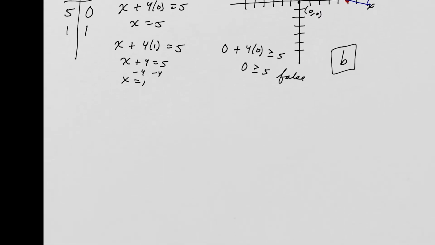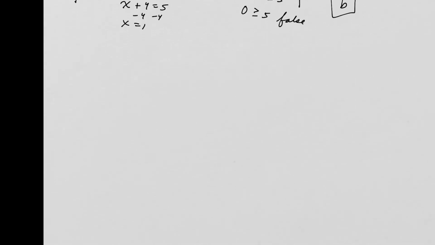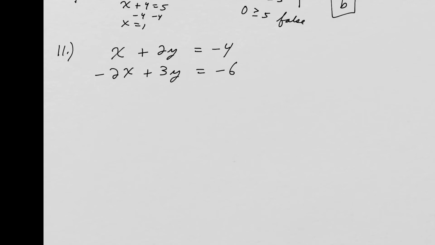Okay, 11. So you're given a system, right, of 2 linear equations and 2 variables, 2 unknowns. And you're asked to solve it by using substitution. Okay, so remember the first step to substitution is to solve for one of the variables in one of the equations. And you should pick the easiest one.